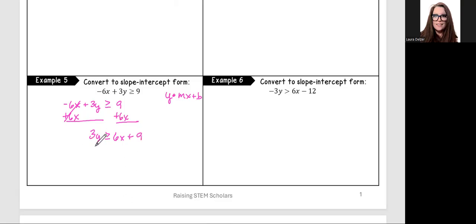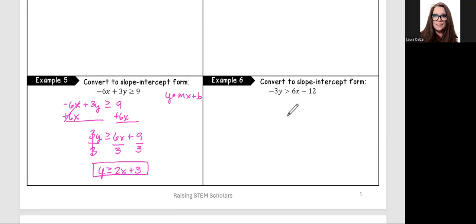I can't leave that 3 in front of my y. I've got to get my y to only have a coefficient of 1. So I'm going to divide by 3, divide by 3, divide by 3. So there's 3 terms in these. You've got to divide all 3 terms by that number. That cancels. We got y. We didn't divide by a negative this time, so we get to leave our inequality as it was. 6x divided by 3 is 2x, plus 9 divided by 3 is 3. So there you go.